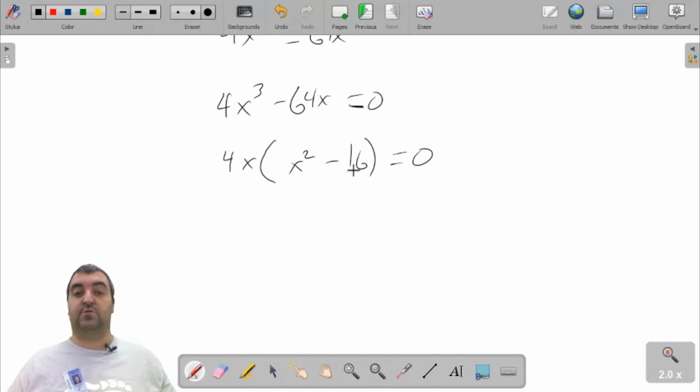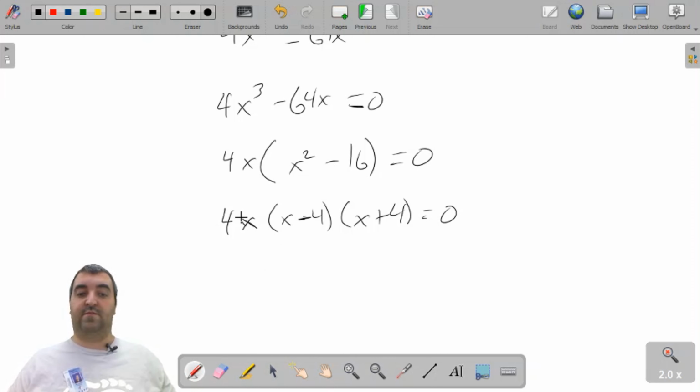This is a difference of two squares. So this would be 4x, x minus 4, and x plus 4 equals 0. Once you've completely factored everything, then you use that zero product property where you take each of your factors and you set them equal to 0. So we're going to have 4x equals 0, x minus 4 equals 0, and x plus 4 equals 0.